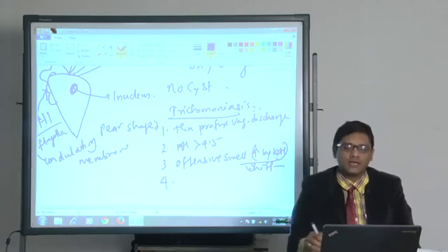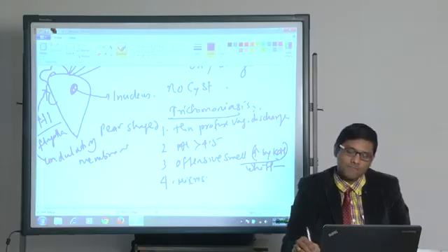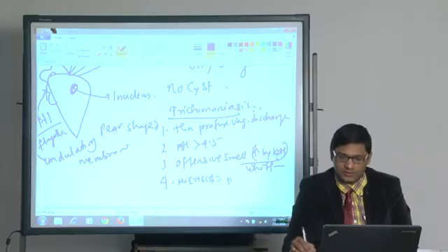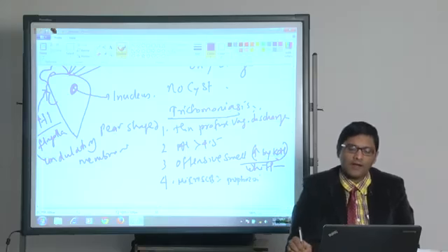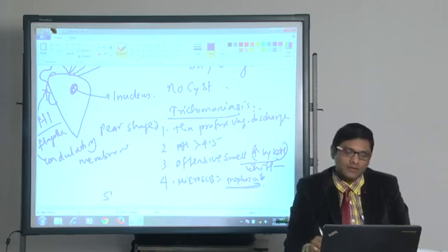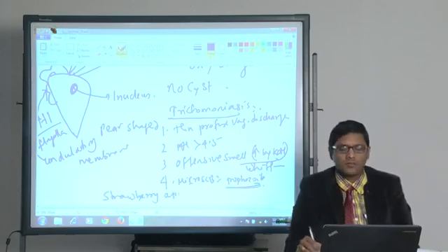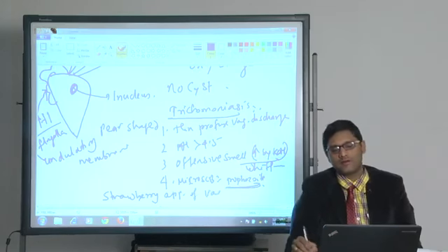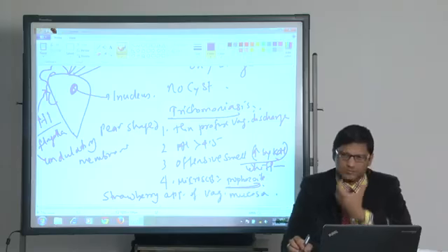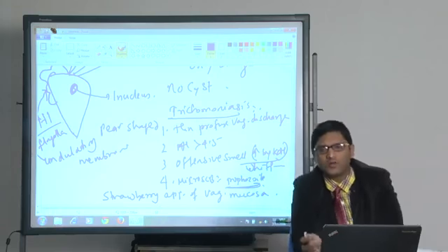Whereas here, instead of clue cells, if you do microscopy, what you will get is trophozoites. Apart from that, one more pathognomonic feature is strawberry appearance of the vaginal mucosa.